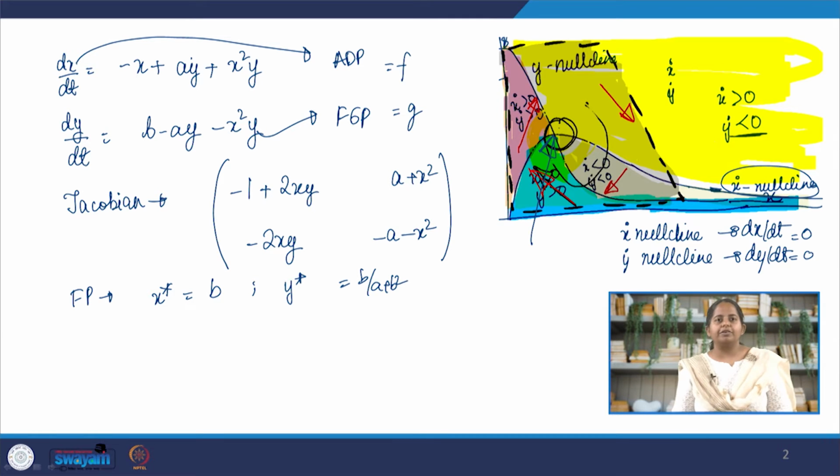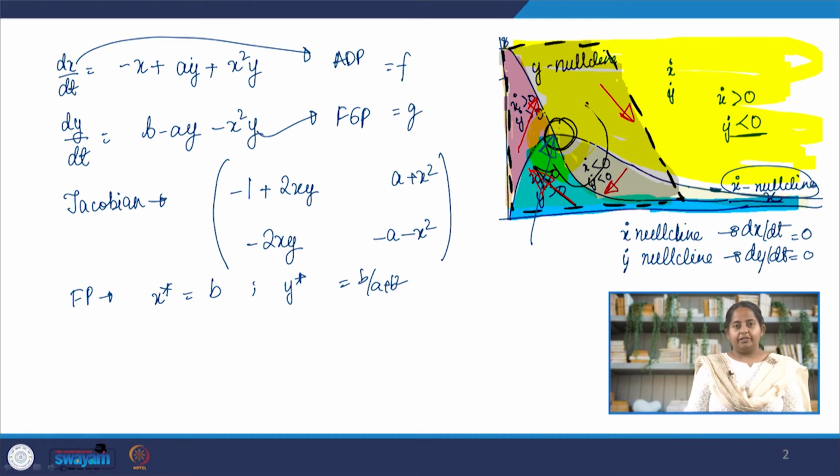we know there is one fixed point because the nullclines intersect only at one position, and I have written them separately because this is a slightly interesting fixed point. It's not very simple like 1 and 0 or 1 1, 2 1, like the kinds of fixed points we have seen in the case of the Lotka-Volterra family of models. Okay, so this is our fixed point.